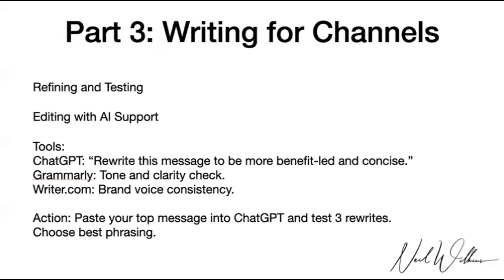So you can use things like ChatGPT to rewrite a message to be more benefit-led and concise, for example. You can use a tool like Grammarly to check for clarity and for tone of voice. And Writer.com you can use for brand voice and consistency. So maybe an action you could take here is to paste your top message into ChatGPT and test 3 rewrites. Choose the best phrasing that is coming through in terms of the outputs for the one that you're actually going to post.